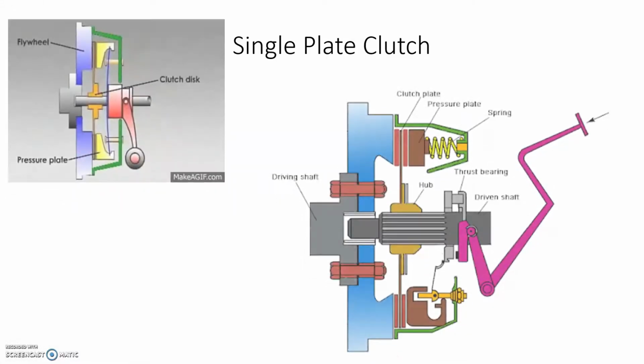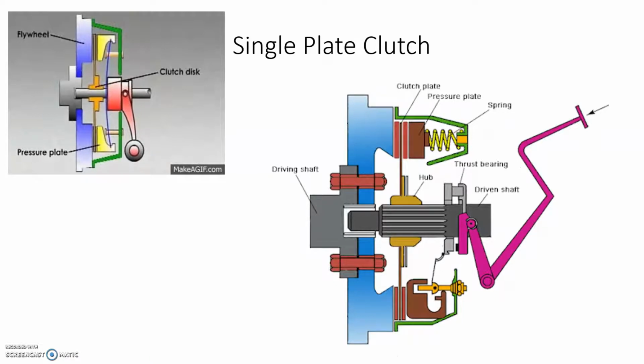Next, we are going to see the single plate clutch. The single plate clutch is mostly used where the space available is more, and it provides quicker disengagement.